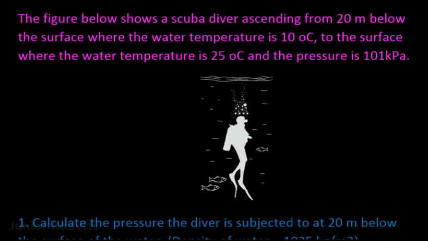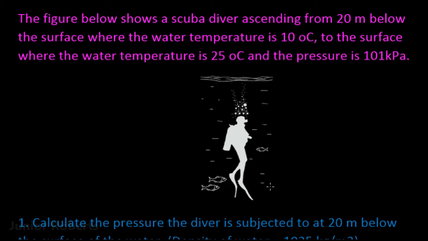This question says, the figure below shows a scuba diver ascending from 20 meters below the surface where the water is 10 degrees Celsius to the surface where the water temperature is 25 degrees Celsius and the pressure is 101 kilopascals. Right, and here we have the diagram with the scuba diver, and he's ascending, as the question says, from 20 meters below the surface up to the surface.